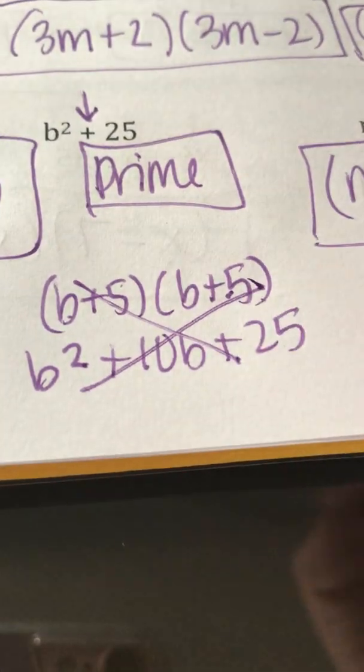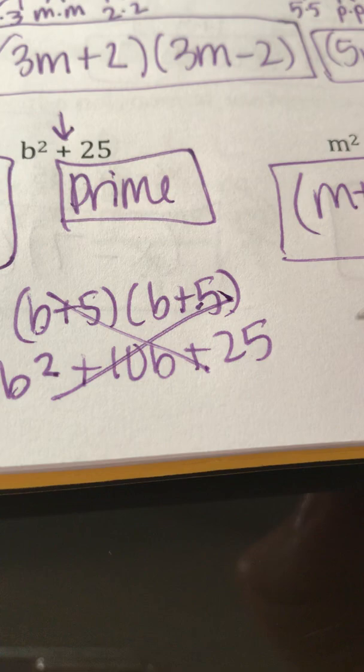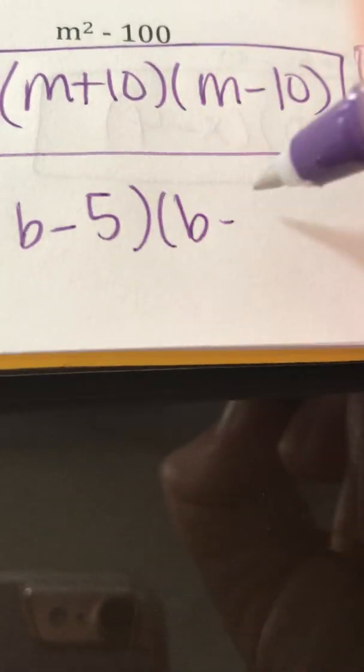All right. And if you switch the signs to b minus 5, b minus 5, multiply it out.